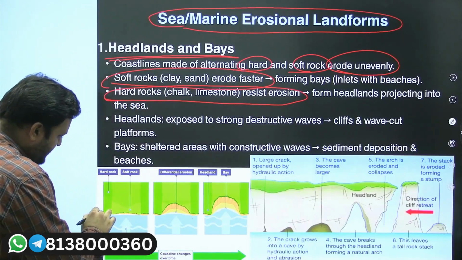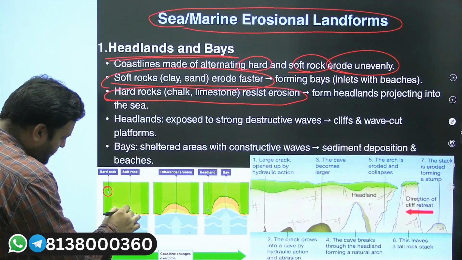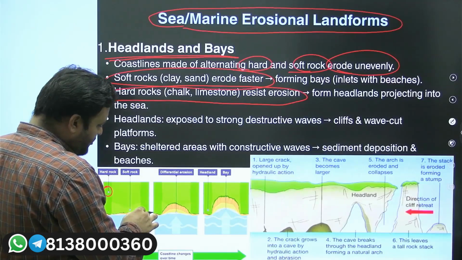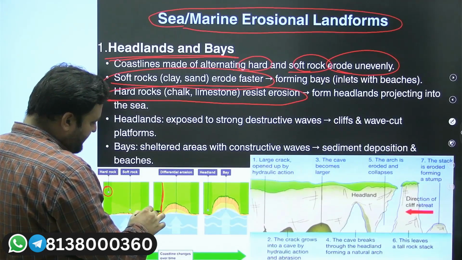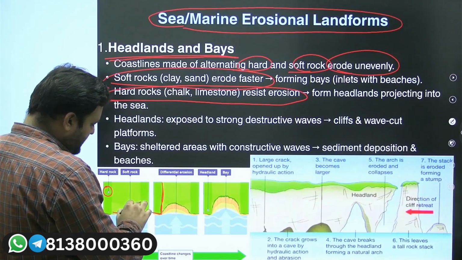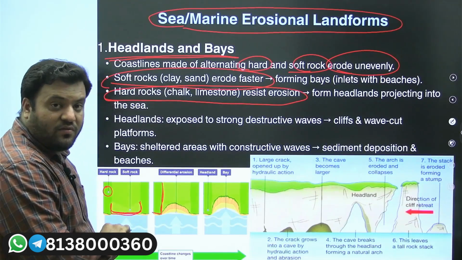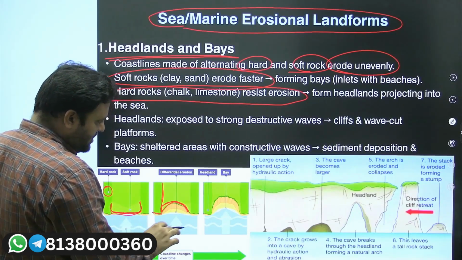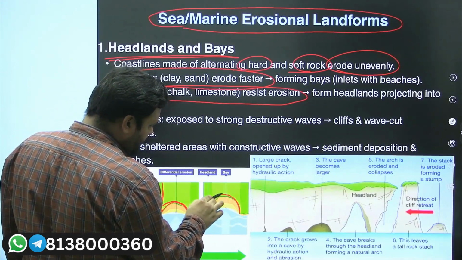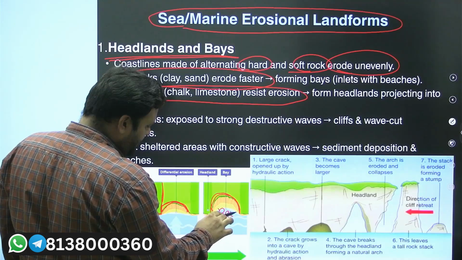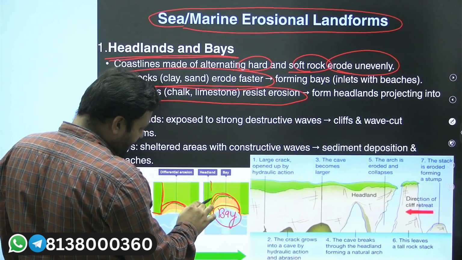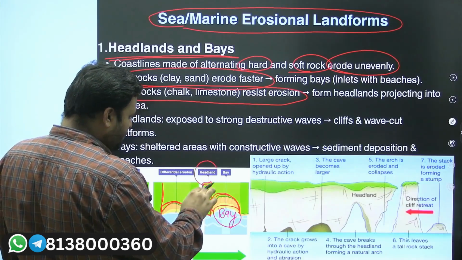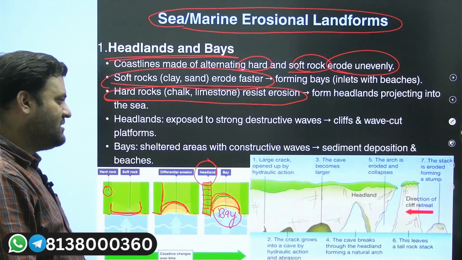Here you can see, suppose we have a hard rock and a soft rock beneath. The hard rocks will show some resistance, whereas these soft rocks are going to erode. When this erosion intensifies, that's how the bays are formed. And the part near the bay, which is less prone to erosion, will be called what? Headland.